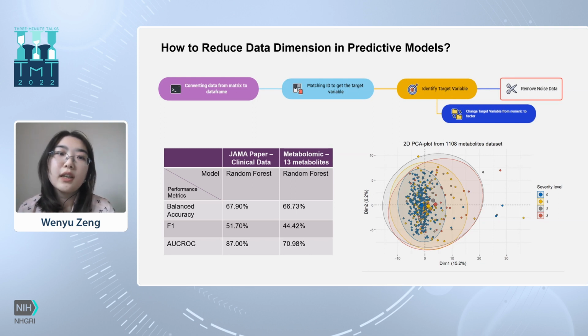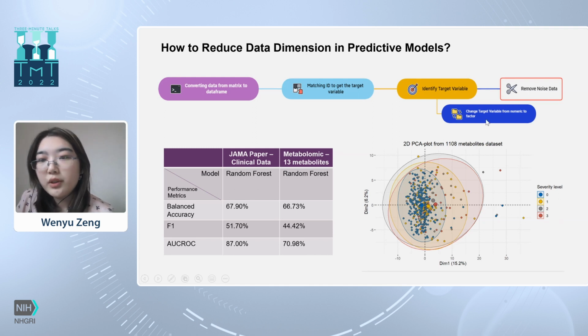So how do we build this principal components analysis model? First, we need to convert the data from matrix to data frame. We also need to match ID to get the target variable from different data sets. We need to help the system to identify the target variable, where over here will be the severity level from 0 to 3. 0 means that the patient is not hospitalized, and 3 means that the patient has died.